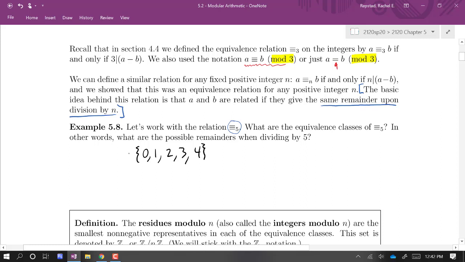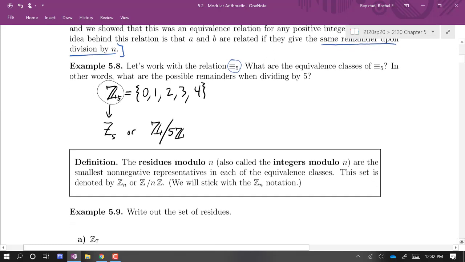And we have some notation for this set. We call it Z sub 5, and we usually use this notation with the integers Z. There's other ways. Sometimes people will just use a regular Z sub 5 or Z mod 5Z. I tend to stick to this notation here, but either of these notations is acceptable. So this set that we have of all these remainders when we divide by 5, we call it the set of residues mod 5, or the integers mod 5.